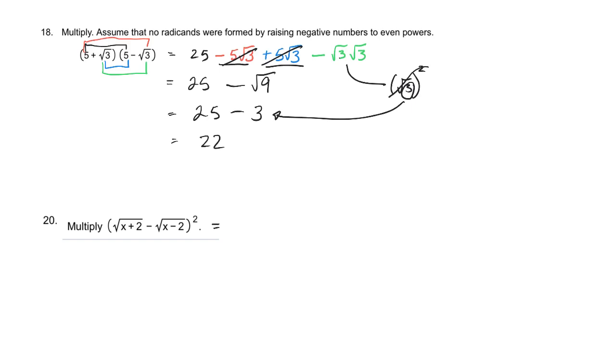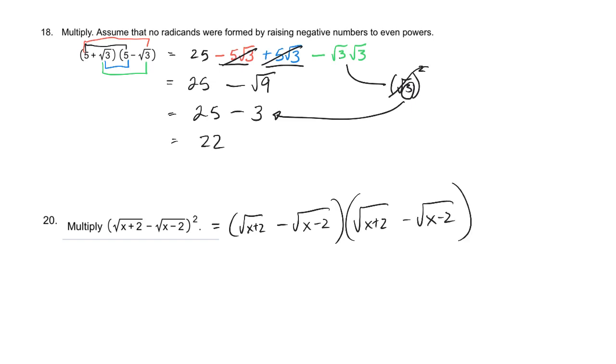All right, in this question here, you've got a binomial that's squared. So I need to write two of these. So root x plus 2 minus root x minus 2 times root x plus 2 minus root x minus 2. There. Now we'll have to do the whole FOIL thing again.